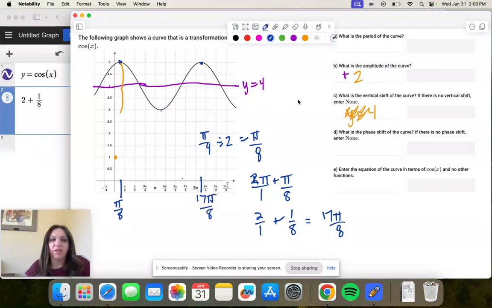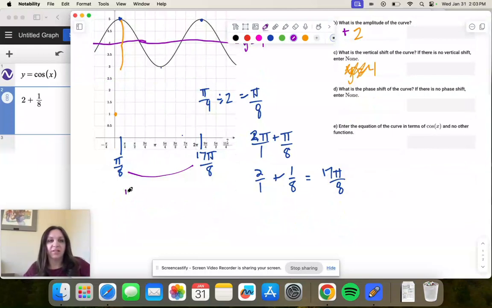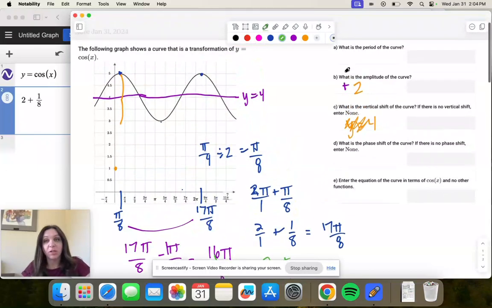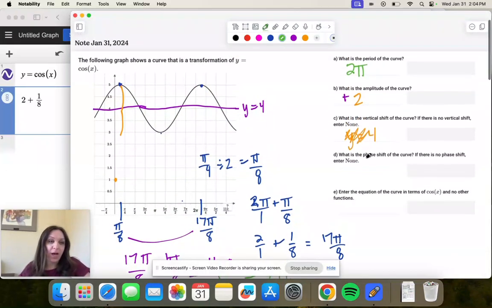All right, so now to find the period, we subtract those. So I'm going to take 17 pi eighths minus 1 pi eighths. 8's on the bottom. 17 minus 1 is 16. Oh, it worked out nice. 16 divided by 8 is 2 pi. Hey, this time I'm going to include the pi in. I forgot on the last one. So the period is 2 pi.